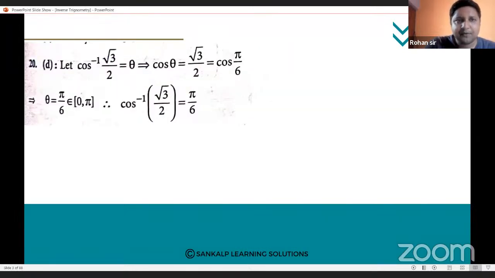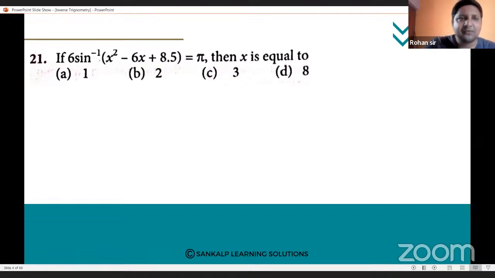Okay, so see here the solution. So question as well as solution is given here. Next question. So see, if 6 sine inverse of x square minus 6x plus 8.5 is equal to pi, then x is equal to, okay, then x is equal to.